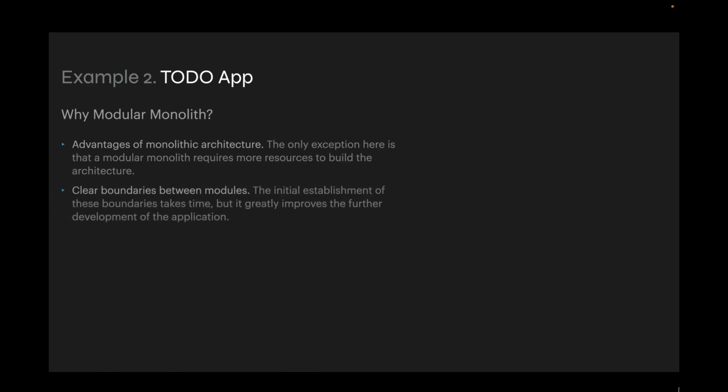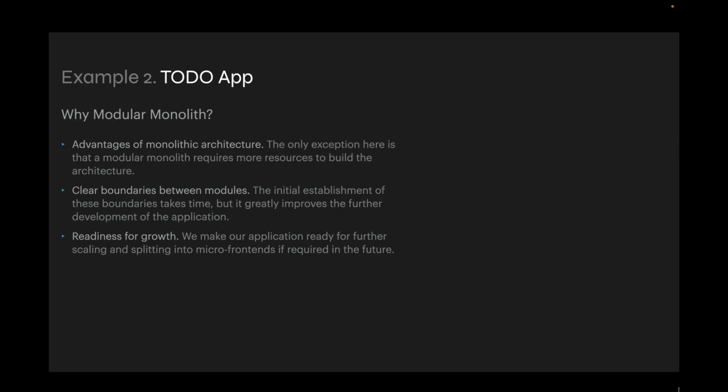The next logical step is a modular monolithic architecture. What it may give us. Advantages of monolithic architecture. The only exception here is that a modular monolith requires more resources to build the architecture. Clear boundaries between modules. The initial establishment of these boundaries takes time, but it greatly improves the further development of the application. And readiness for growth. We make our application ready for further scaling and splitting into micro-frontends if required in the future.